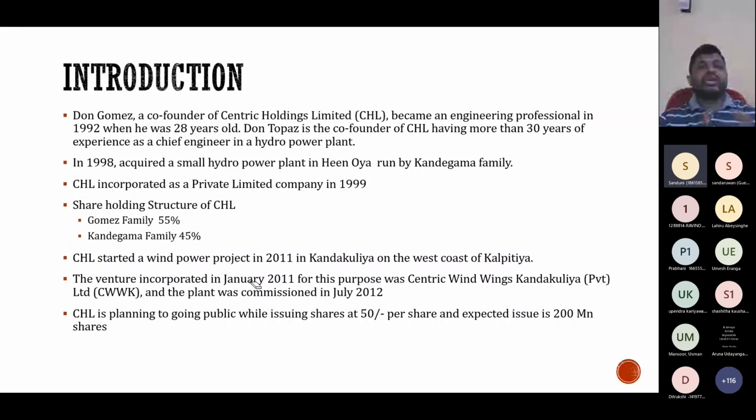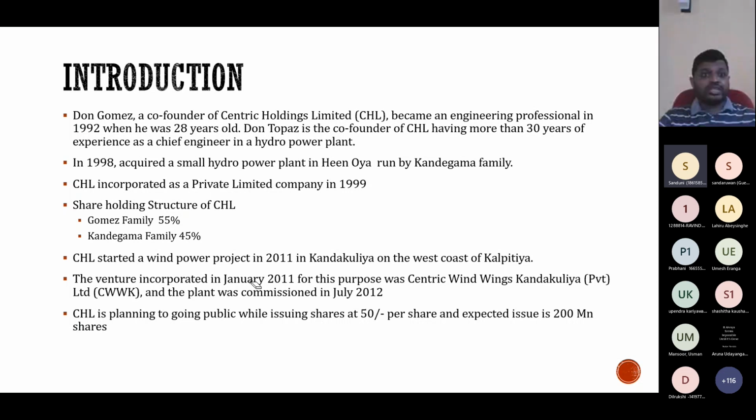Now you can see the background information. I will simply summarize the content, then you can get an idea. The Centric Holding's chairman is Don Gomez, a co-founder. He founded this company together with his father, Don Topash. They built up this Centric Holding, and his father Don Topash is a mechanical engineer.